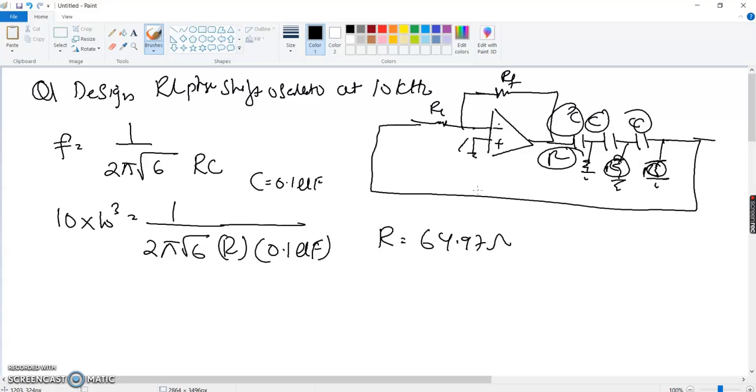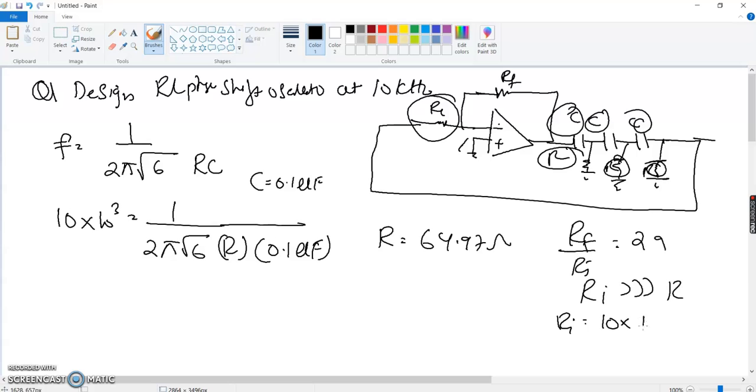All right, so the next thing is that we need to figure out our RF and RI for the circuit. You already know that RF over RI should be equal to 29, right? In order to make the circuit stable, Ri should be greater than R. Otherwise, the loading effect will happen on the circuit, so we don't want to do that. That's why we keep the Ri value higher than R. It's suggested that you take 10 times the R value. So your Ri value would turn out to be 10 times R, which is 649.7 ohms. I just multiplied by 10 over there, right? So that would be your Ri value.